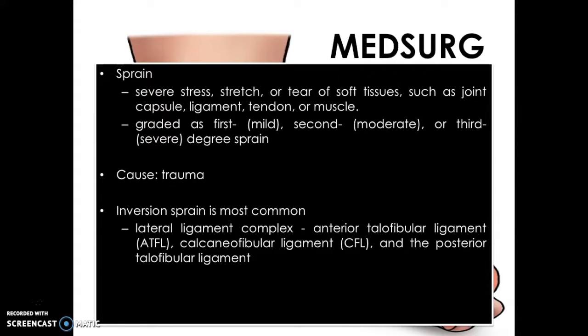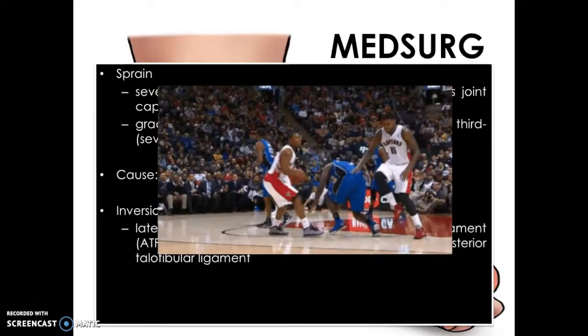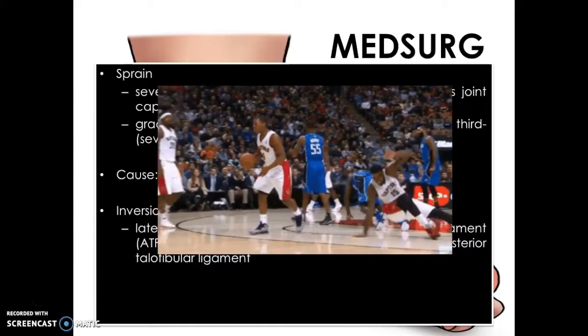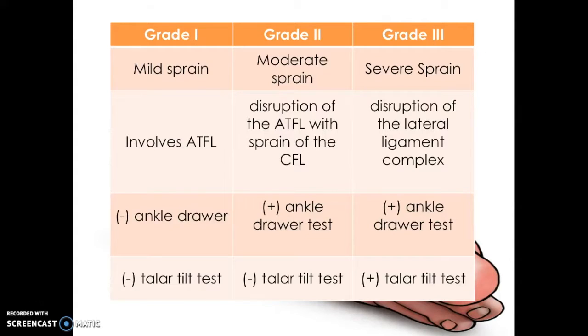So, the lateral ligament complex is composed of your anterior talofibular ligament or ATFL, your calcaneofibular ligament or CFL, and the posterior talofibular ligament. As we can see in the video, this is the mechanism of injury of an inversion sprain. As you can see from the table, there are descriptions for each of the grades of the ankle sprain. These are all according to DLISA.